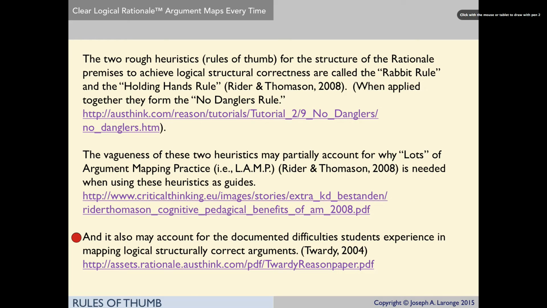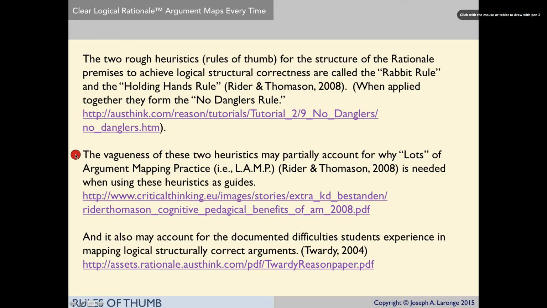So here on this slide, just as a reminder or quick introduction, we're going to talk about what these two rough heuristics or rules of thumb are that the Rationale publisher provides, and then talk more specifically about how they might lead you astray. So these two rough heuristics for the structure of Rationale premises to achieve logical structural correctness are called the rabbit rule and the holding hands rule. You can read more about it in the link below, right here.